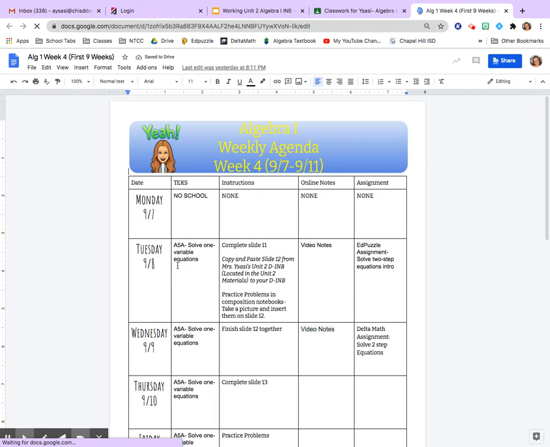So today is Tuesday, so we are going to complete slide 11 and then copy and paste slide 12 from Missy Saucy's Unit 2 Digital Interactive Notebook located in the Unit 2 materials. And we're going to copy and paste it from mine to yours. And we are going to work on practice problems for solving equations and then put pictures in our journal. So there'll be a video that you're going to watch. Then there is an Ed Puzzle assignment, solve 2-step equations intro.